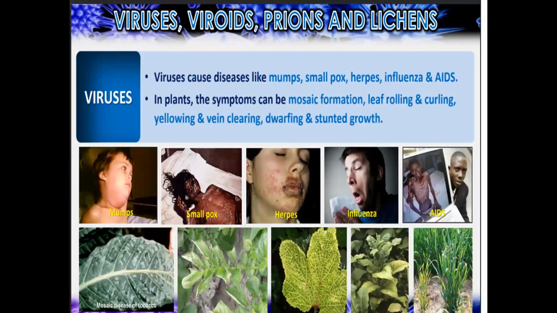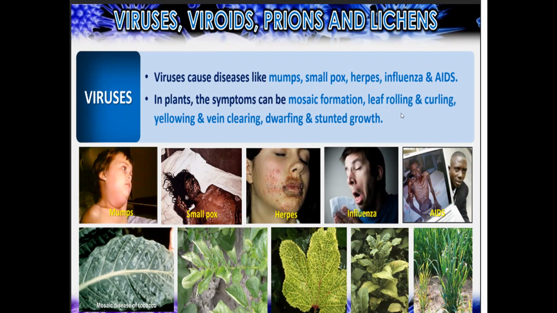Next, viruses cause diseases like mumps, smallpox, herpes, influenza, and AIDS. In plants, the symptoms can be mosaic formation. Mosaic means some sort of design on the leaf. So if you see any design pattern on a leaf, that means it might be infected by virus.